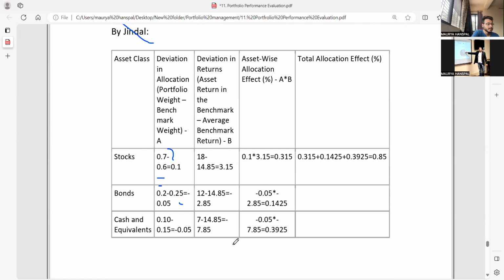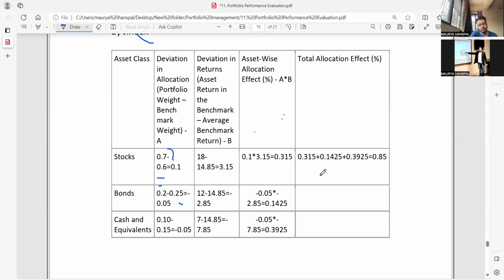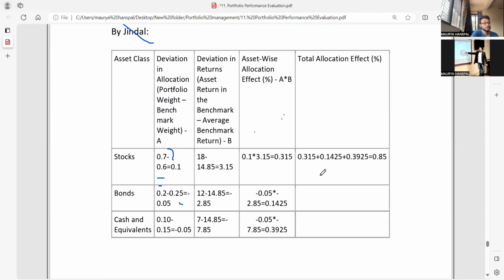You subtracted that and just multiply these two columns. The first column is the difference in the weights of the portfolio and the benchmark, to get to know about the over allocation or the under allocation in terms of weight. Into the benchmark return minus the average return of the benchmark, second column, and the third one, just multiply these and add all these three numbers. You get the asset allocation effect. Okay, so this is the effect due to the asset allocation.